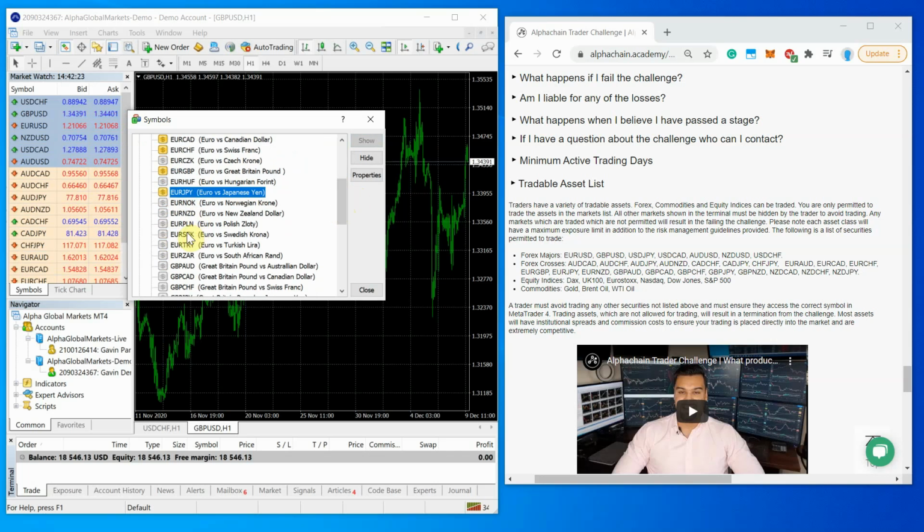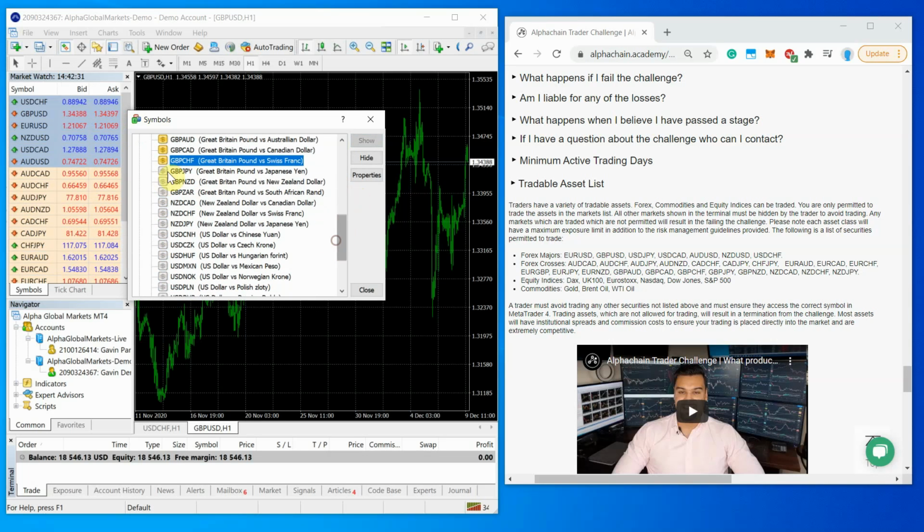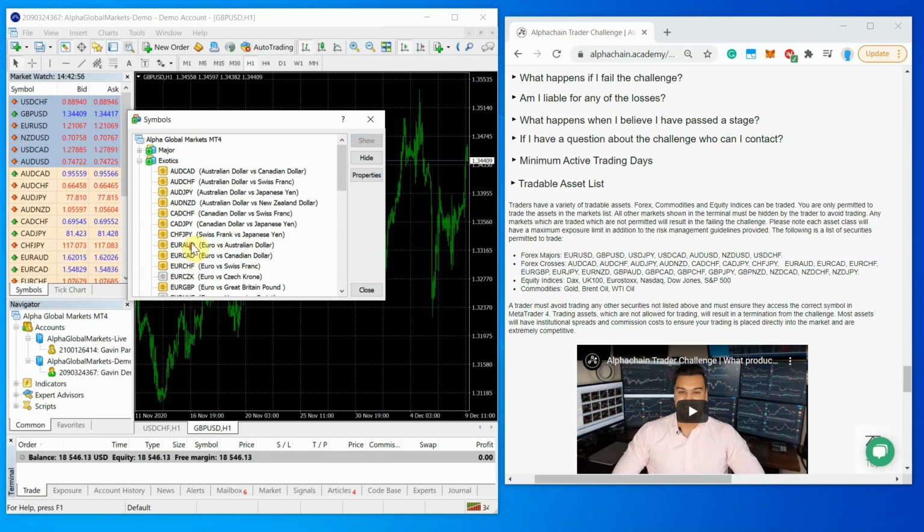Euro Yen. We look through Sterling Aussie, Sterling CAD, Sterling Swiss, Sterling Yen, Sterling Kiwi. We're not trading South African Rand. We've got Kiwi CAD, Kiwi Swiss, Kiwi Yen. We're not trading Chinese Yuan or Mexican Peso. We're not trading any of these. Again, we go down the list, make sure that we've clicked on all the correct assets. So there we are. Those are the assets.